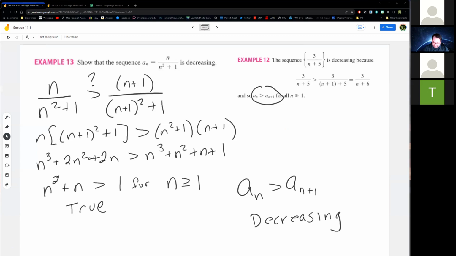And what I was doing was basically showing this part right there, that a to the n is greater than a to the n plus 1. All right. The reason why we're trying to show if it's increasing or decreasing is if it's only doing one of those, we have another rule that we can look at.